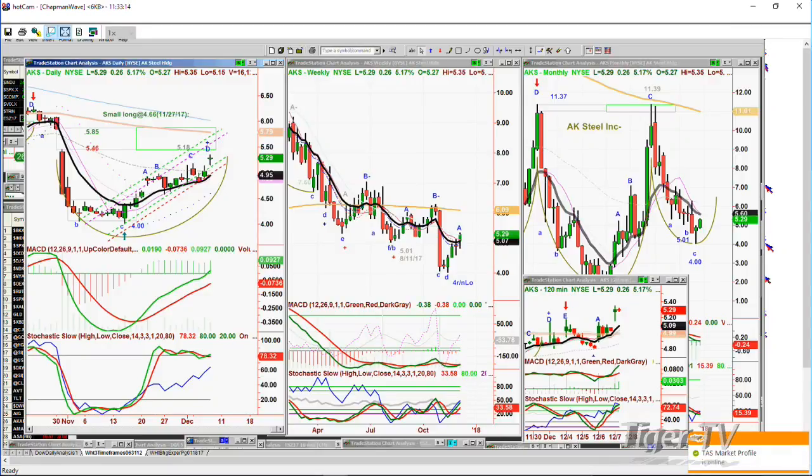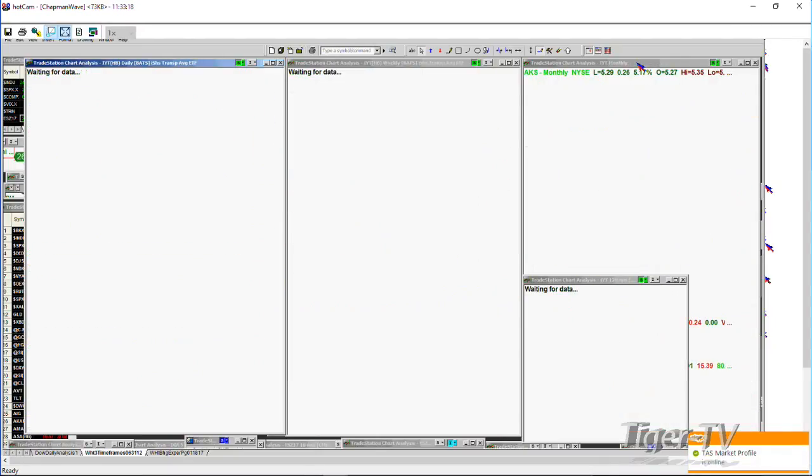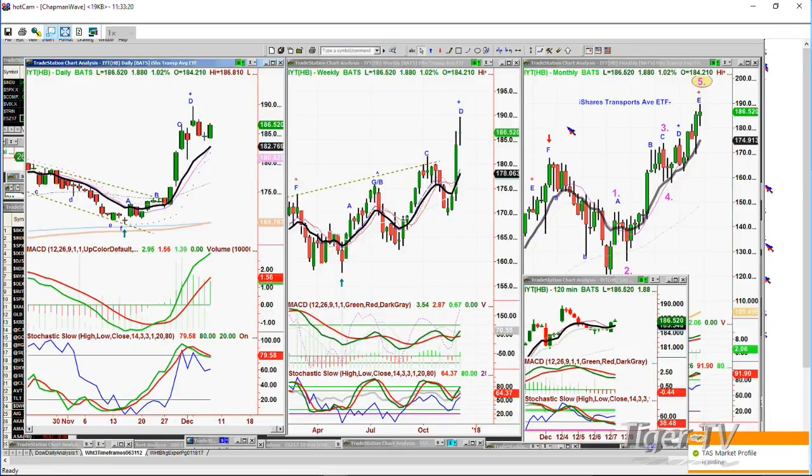Next thing's answered. IYT, the transportation index. IYT, the iShares Transportation Average ETF, at 186.52, up $1.88. Went to a peak D with a very strong MACD, very good stochastic. This is nice action. I'm going to be talking about just 3 or 4 candles that to me are the most important. Most of them are doji candles. And look at this little doji candle, it gave a little reversal signal. I'm going to be watching that.